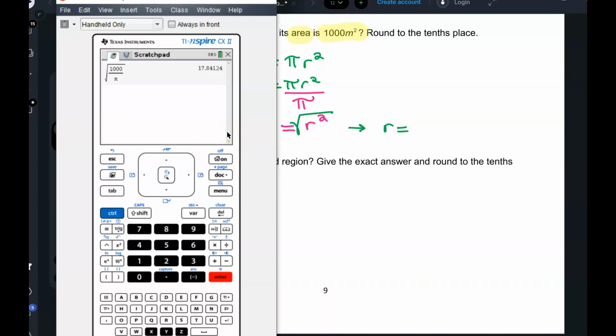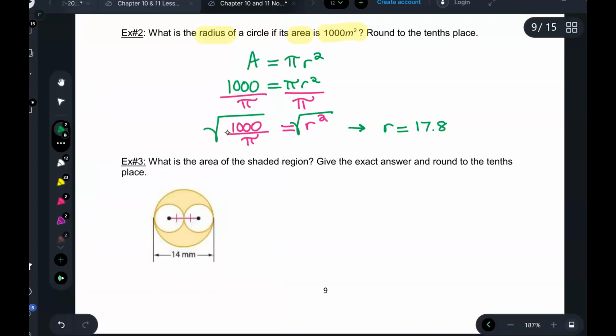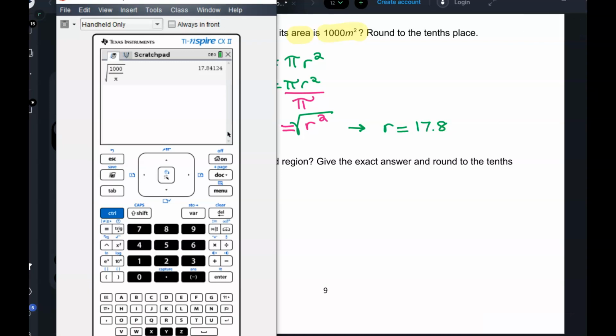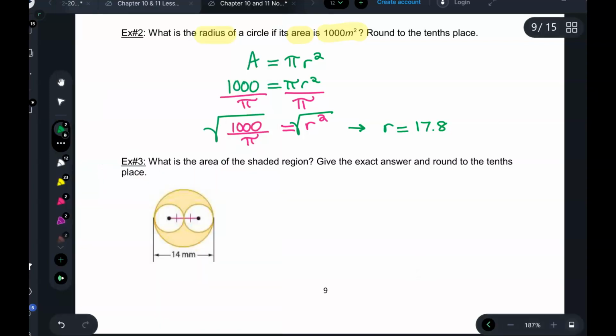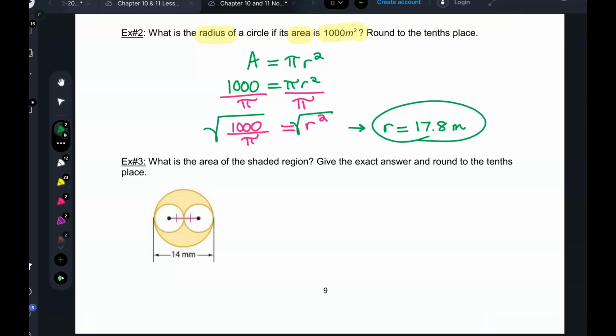So it's 17.4. Okay, we want to round to the tenth place. 17.8. That's an 8? I thought that was a 0. Well, it's 8.4, meters squared. What's the first step that you take to get that number? You have to divide by the pi and then take the square root. Okay.